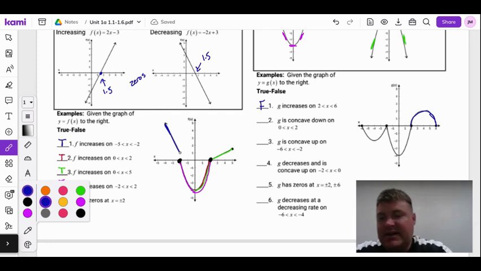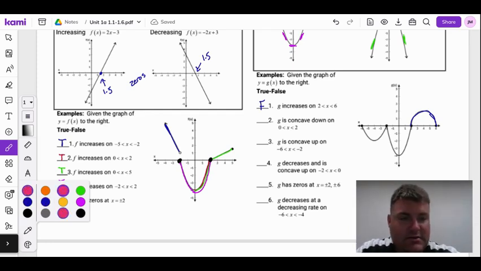G is concave down from 0 to 2. Well, that looks to me like half of a cup, up like a cup. So that's going to be false. We're actually concave up there.